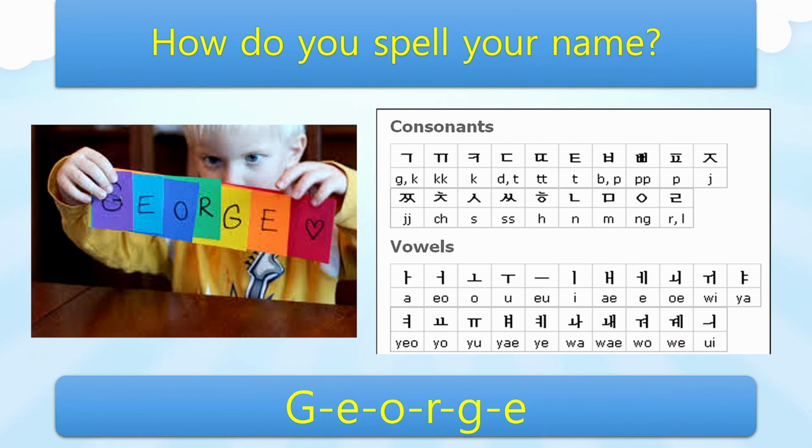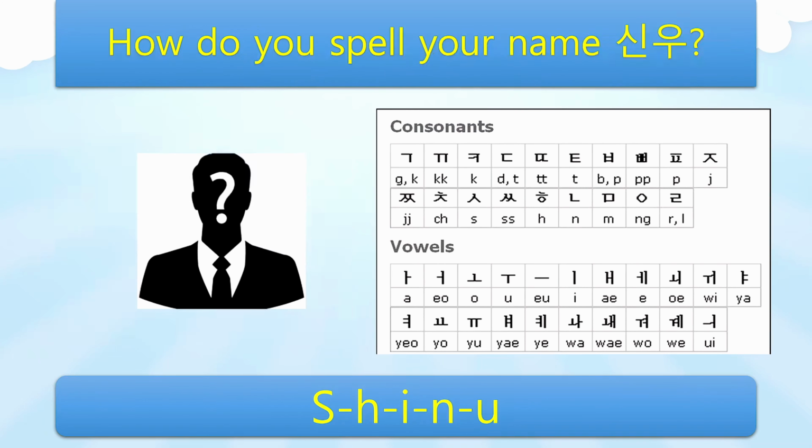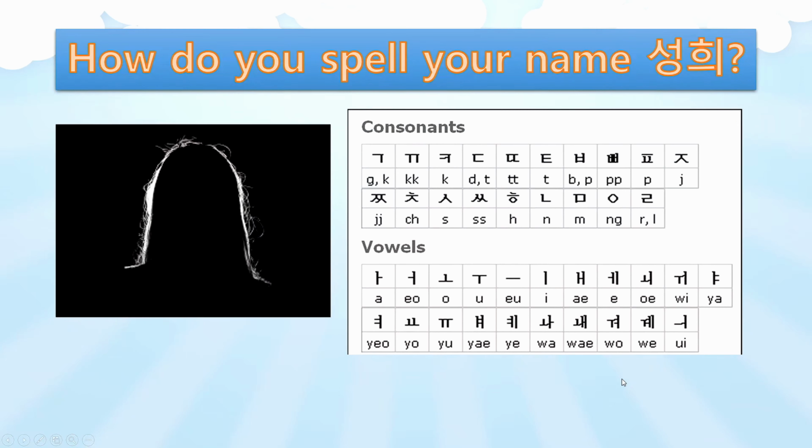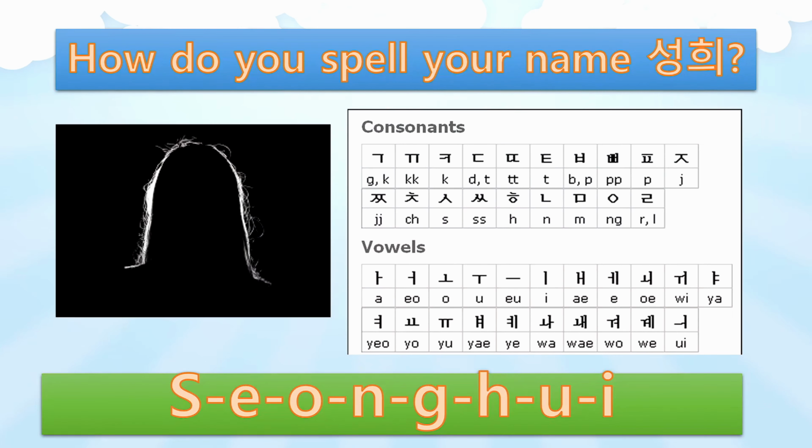How do you spell your name? G-E-O-R-G-E, George. How do you spell your name, Shinu? S-H-I-N-U, Shinu. How do you spell your name, Songi? S-E-O-N-G-H-U-I, Songi.